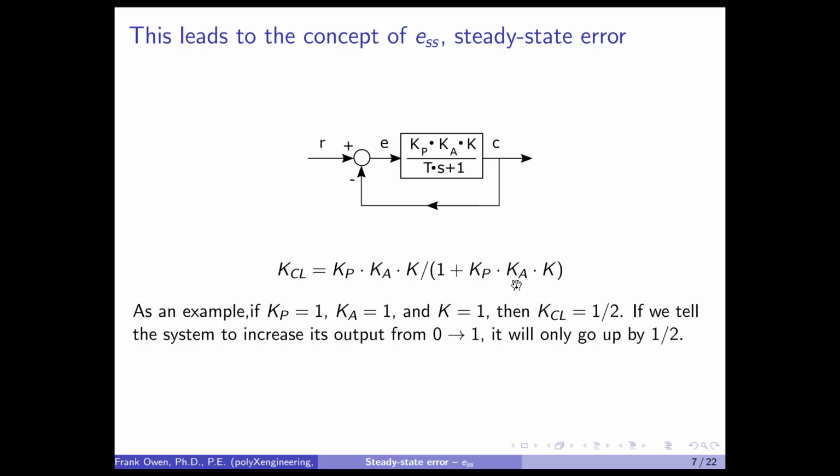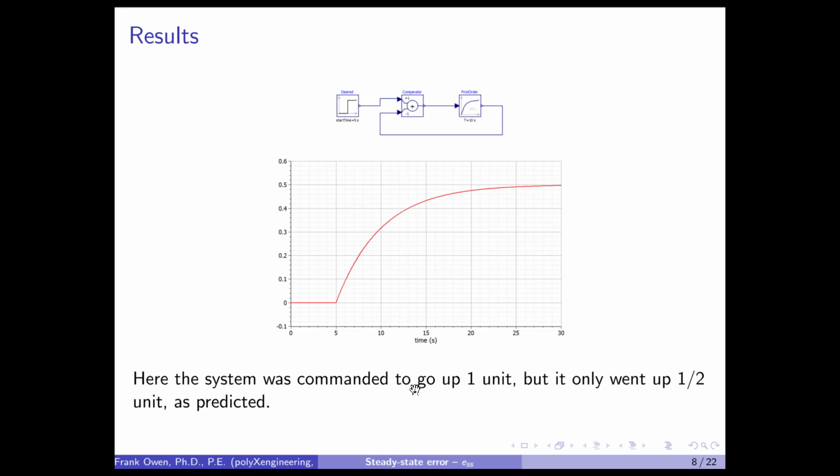So if we remember what R is and what C is, R is our desired value, and C is the actual value. So if we tell the desired value to go up by 1, it's not going to go up by 1. It's actually only going to go up by 1/2. So we're going to have some steady state error.